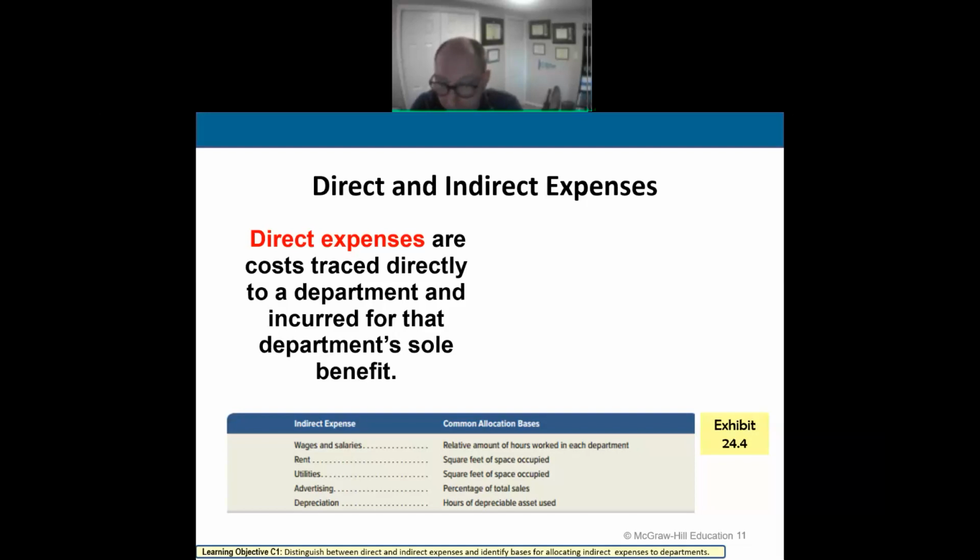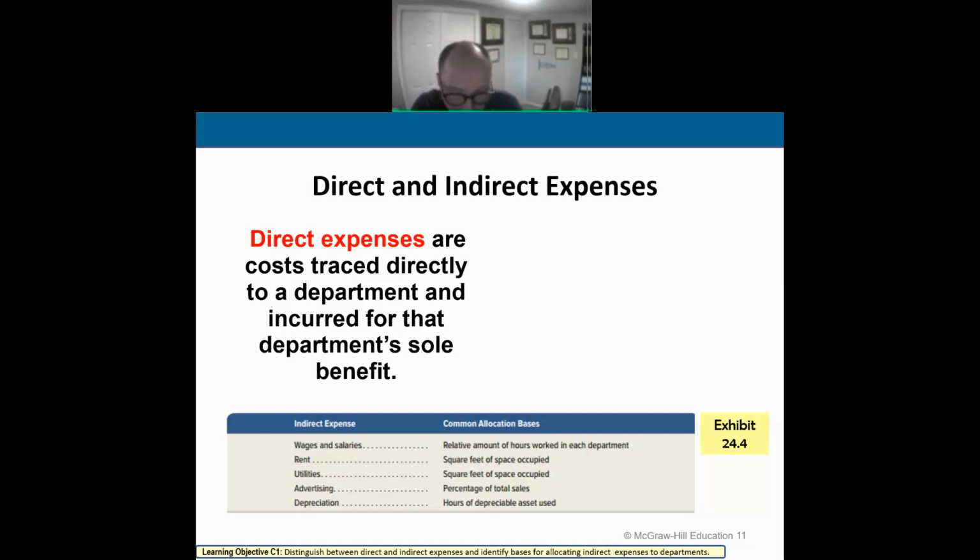I do the same thing with utilities. I take my utility bill for electric, divide it by the square footage for the whole store, multiply it by the square footage of the jewelry department, and that is the utility expense for the jewelry department. To some degree, that makes sense.